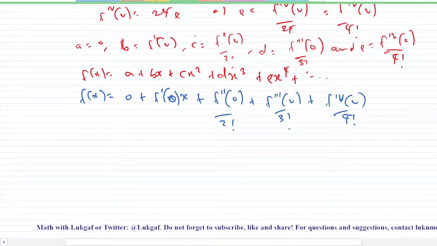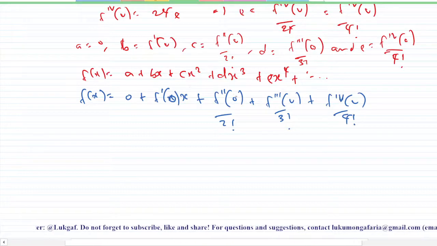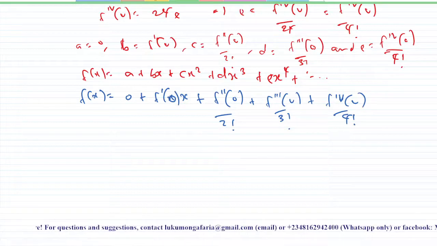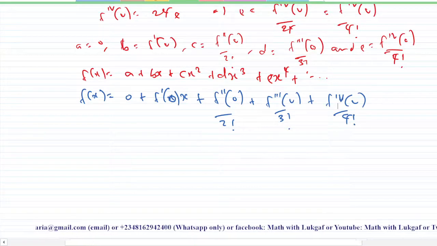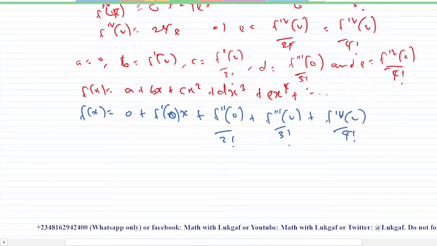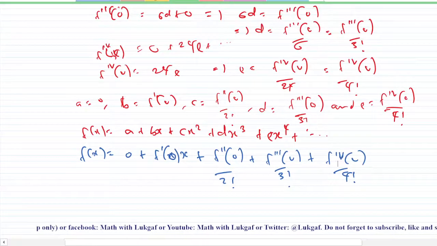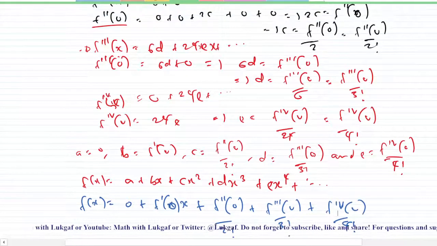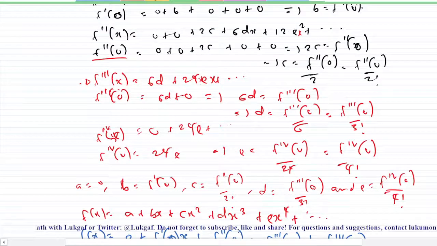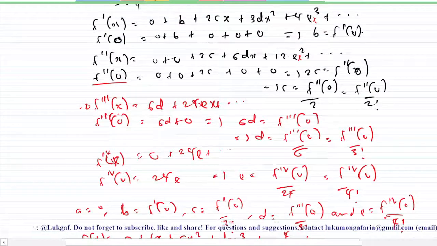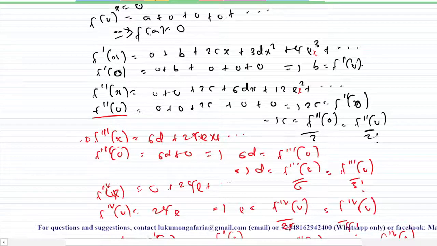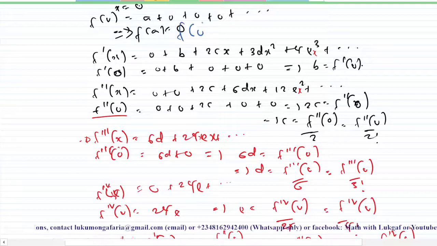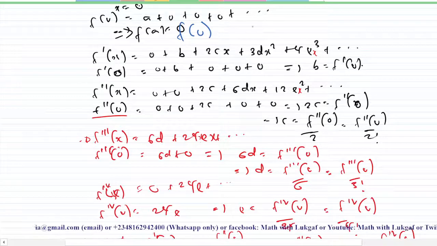And don't forget, remember your a. Now I think a is what? F of 0. Sorry, a is f of 0, not 0. Let me show that to you. Can you see? Our a is f of 0. So my a is f of 0.